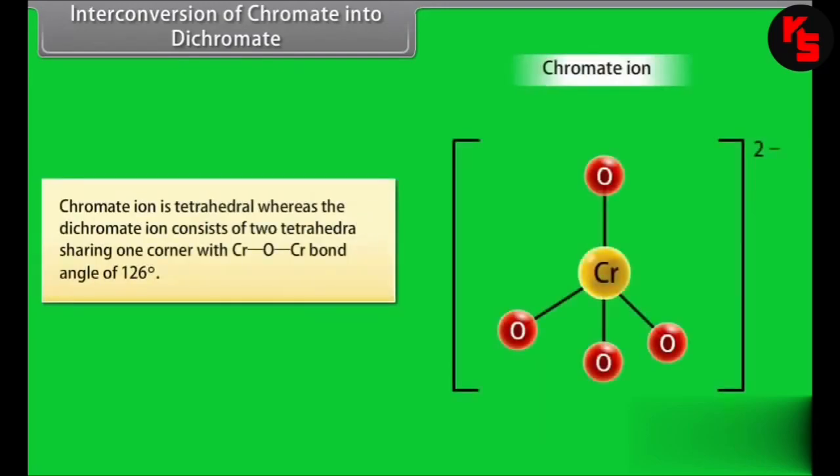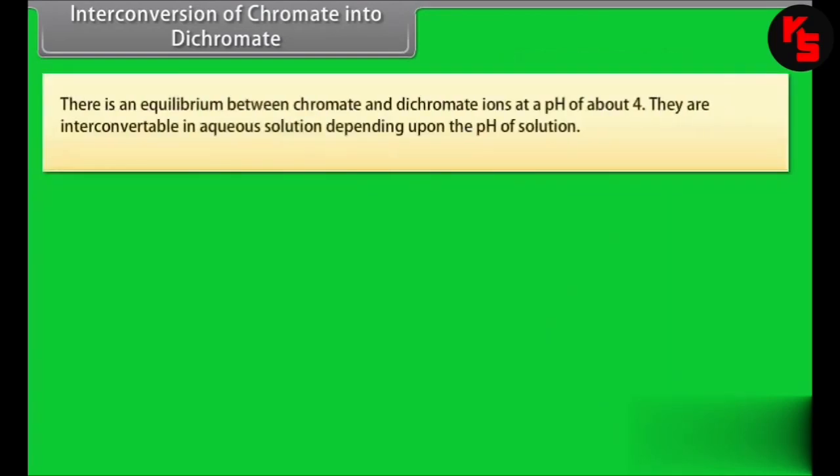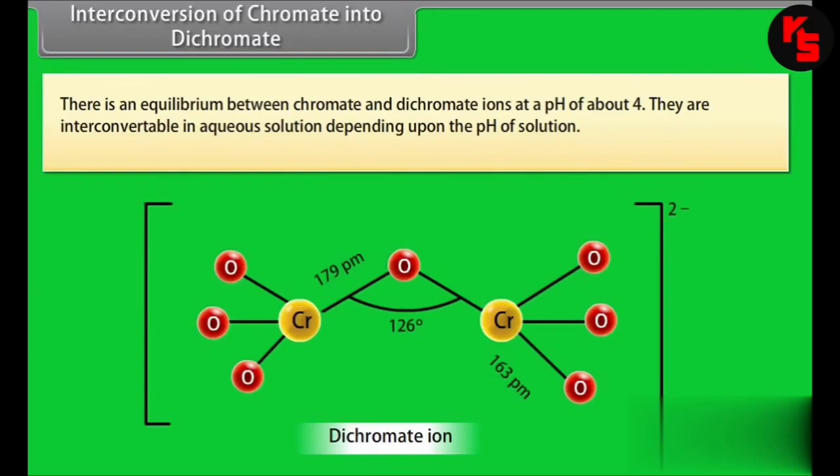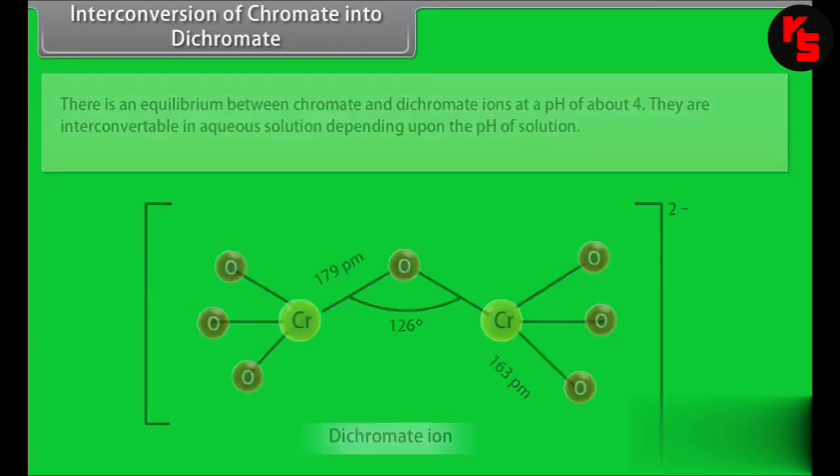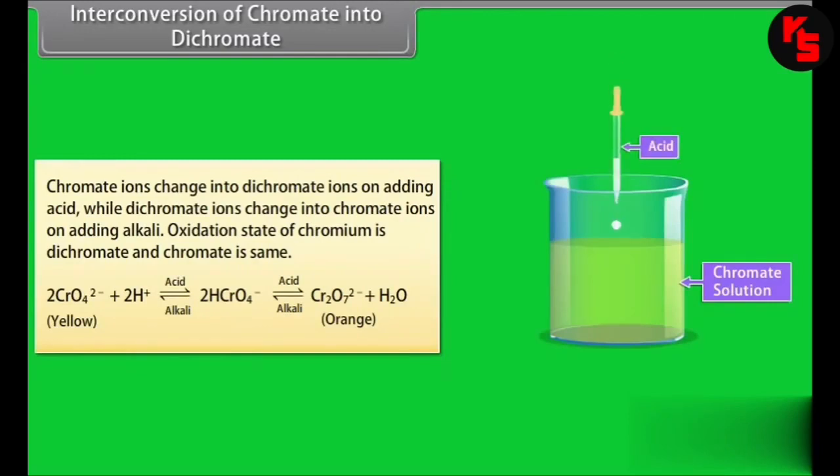Interconversion of chromate into dichromate. Chromate ion is tetrahedral, whereas the dichromate ion consists of two tetrahedra sharing one corner with chromium-oxygen-chromium bond angle of 126 degrees. There is an equilibrium between chromate and dichromate ions at a pH of about 4. They are interconvertible in aqueous solution depending upon the pH of solution. Chromate ions change into dichromate ions on adding acid, while dichromate ions change into chromate ions on adding alkali. Oxidation state of chromium in dichromate and chromate is the same.